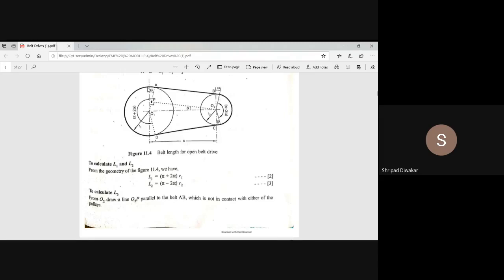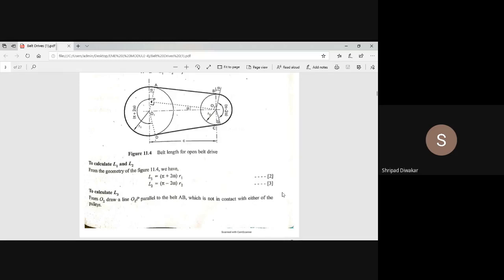So on the driver side you have to take pi plus 2 alpha, and for the driven side you have to take pi minus 2 alpha. Pi minus 2 alpha into R2 is the length of the driven pulley. Pi plus 2 alpha into R1 is the length of the driver pulley. Pi minus 2 alpha into R2 is the length of the driven pulley or follower pulley. You call it equation number 3.